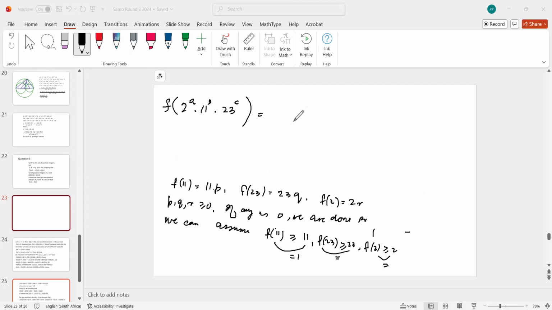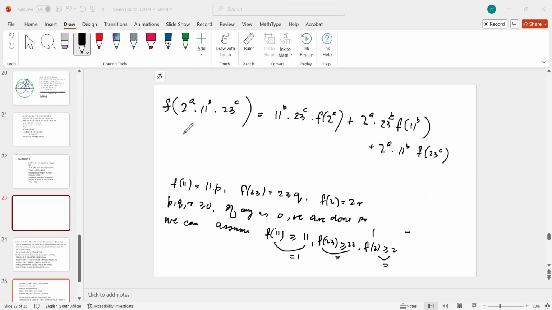now we did this before. We have 11 to the b times 23 to the c, f of 2 to the a, plus. Now we'll take the middle one. This time you'll have 2 to the a times 23 to the power of c times f of 11 to the b. And then finally, you got 2 to the a times 11 to the b times f of 23 to the power of c.